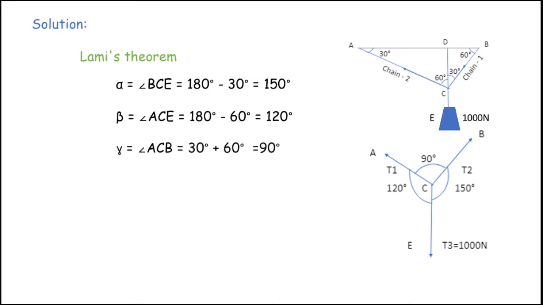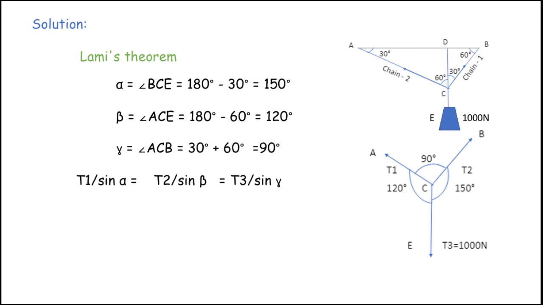And gamma. The angle of ACB, we have two angles, one is 30 and another one is 60. So 60 plus 30 is 90 degrees. So we found the gamma. If you have doubt about which side is alpha, which is beta and which is gamma, I clearly said: the opposite side of A is alpha, the opposite side of B is beta, and the opposite side of C is gamma.